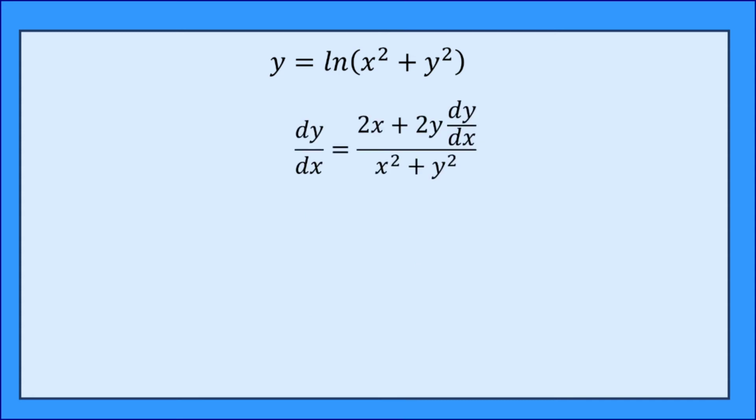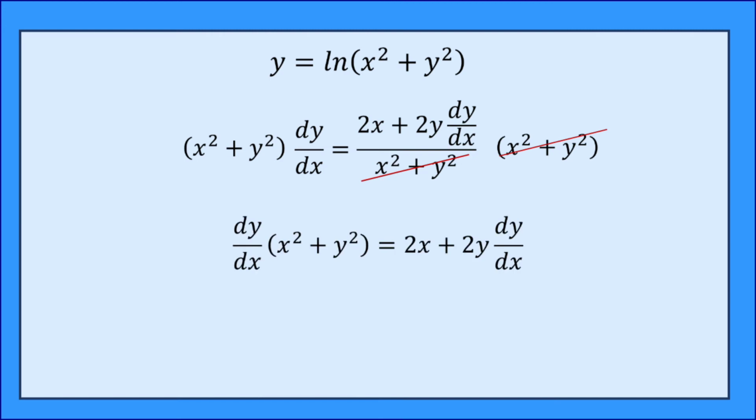In order to get rid of this denominator x squared plus y squared, we can multiply both sides of the equation by the denominator itself. So multiply both sides of the equation by x squared plus y squared. So we're going to cancel this. And the equation that we're going to have will be dy over dx times x squared plus y squared is equal to 2x plus 2y dy over dx.